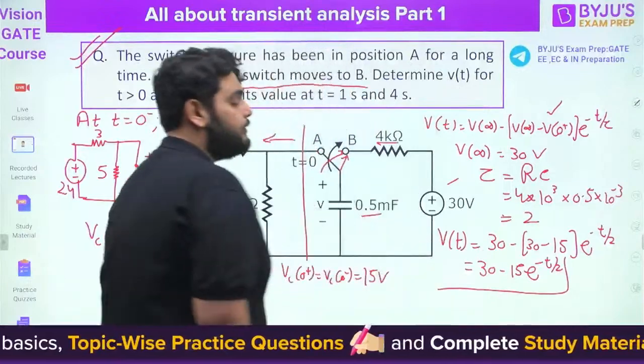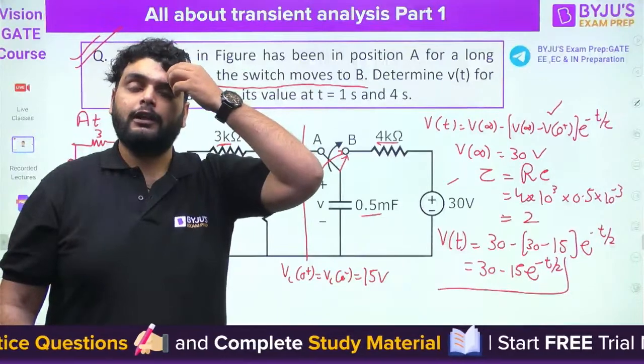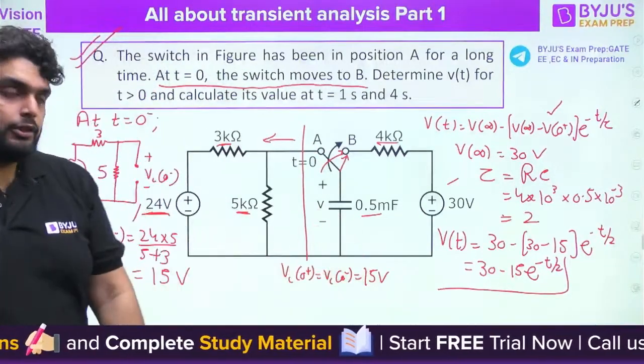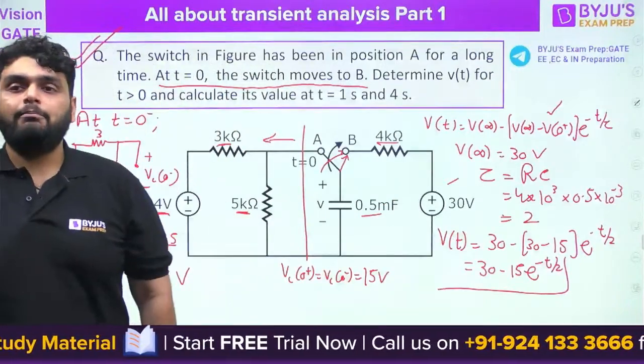Absolutely correct. And this is your 2-mark question. हाँ, Ananta was correct. हाँ, correct. वो मेरी calculation mistake हो गई थी. He is correct. So VT comes out to be 30 minus 15 e raised to power minus t by 2.